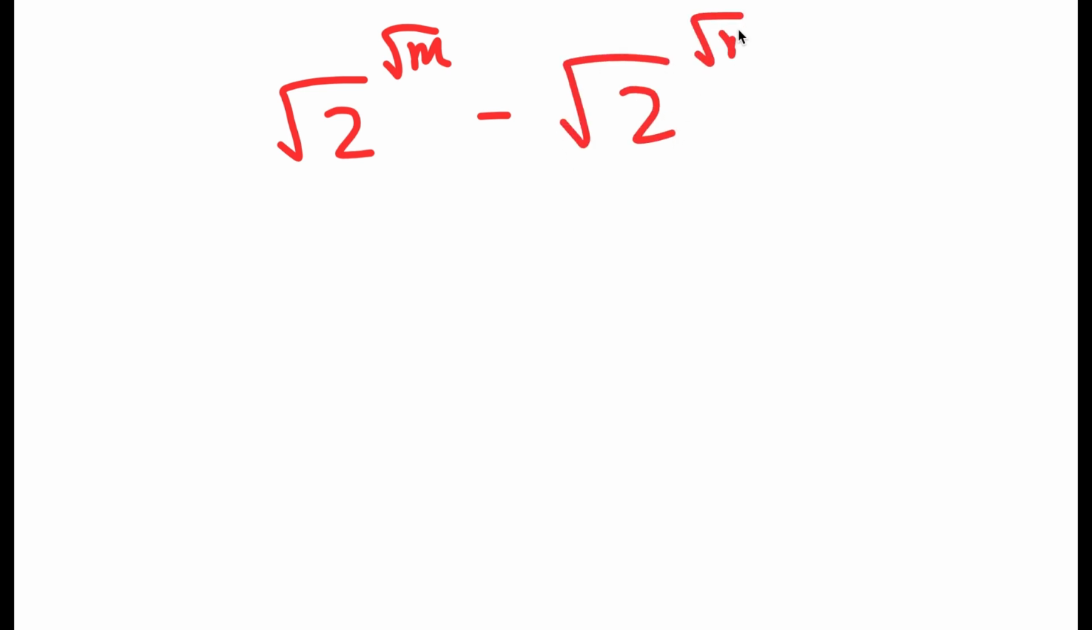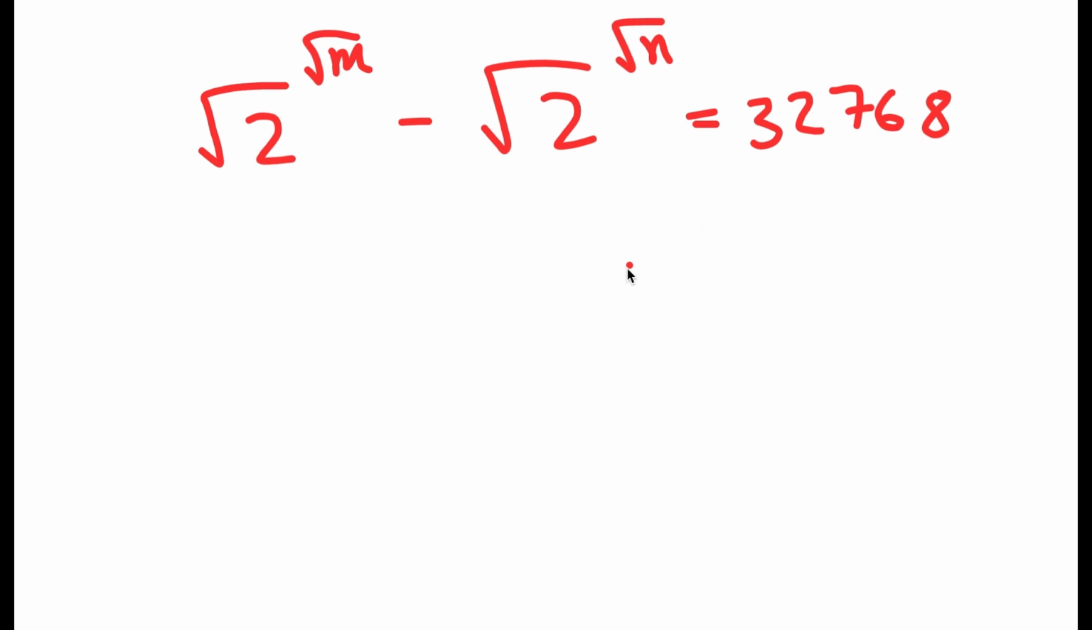In today's video, I'm going to be solving the equation: the square root of 2 to the power of the square root of m, minus the square root of 2 to the power of the square root of n, is equal to 32,768. I want to solve this equation. By solving it, I mean to find both the values of m and n.